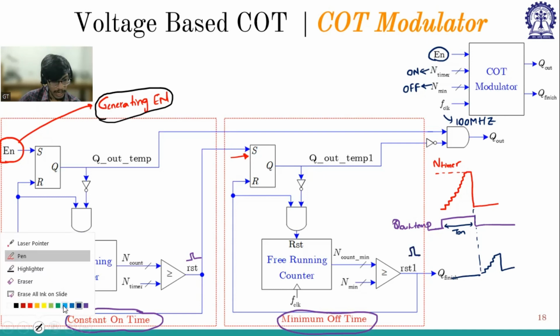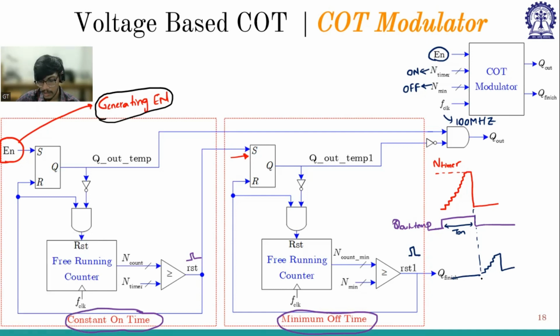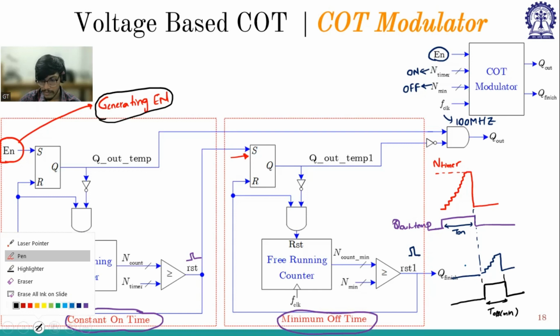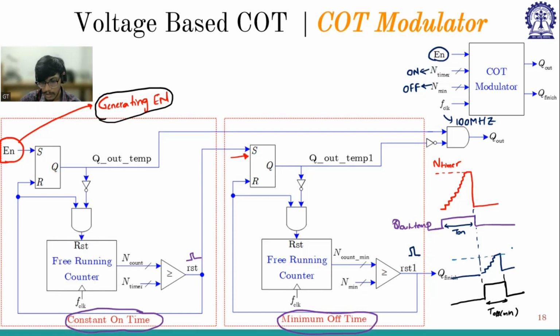So if I use another color, say black color, now we have this T of minimum pulse. So this is the working. The first part is generating constant on time, and the second part is generating minimum off time. So is this part clear how this is being generated? Okay. So this is that N minimum that SAR has put. First part is T on, and the second part is T off minimum.